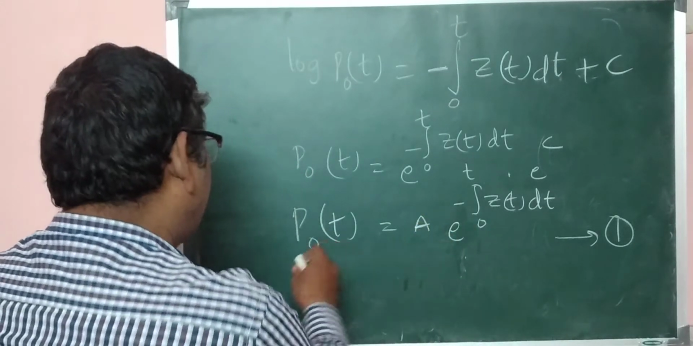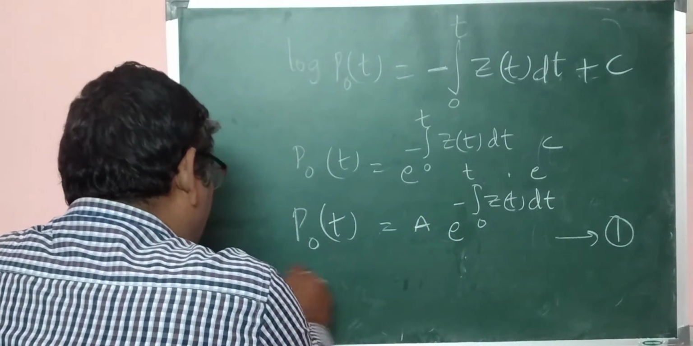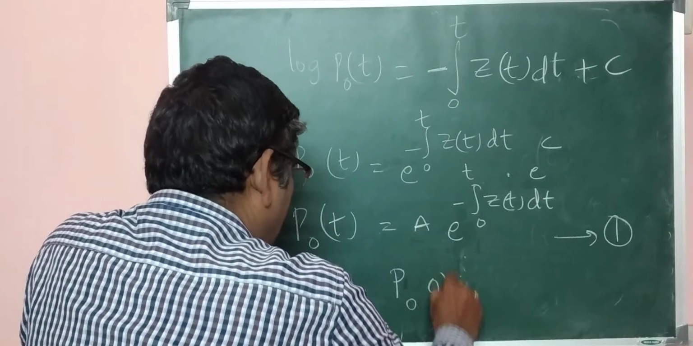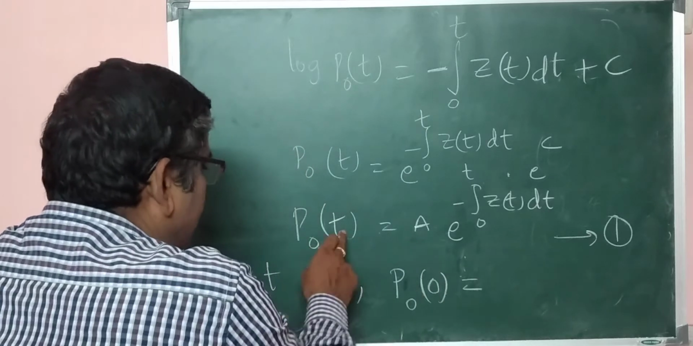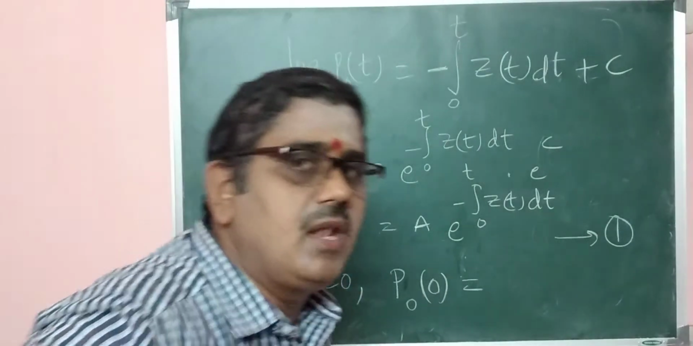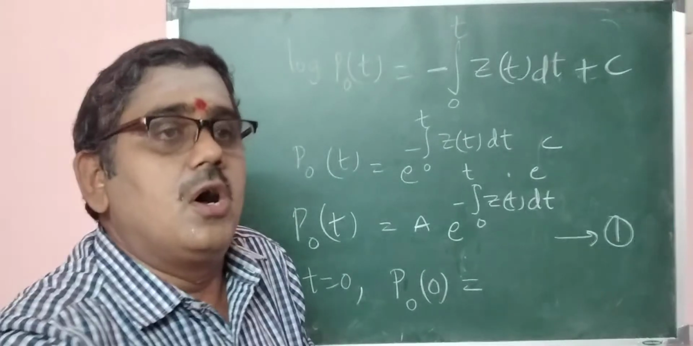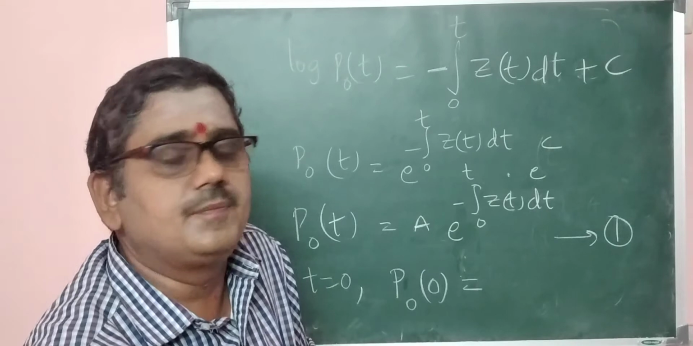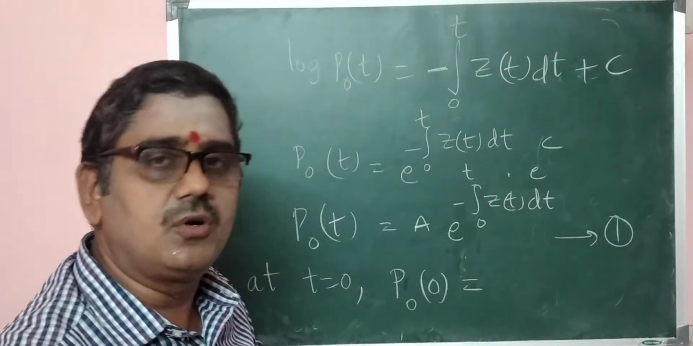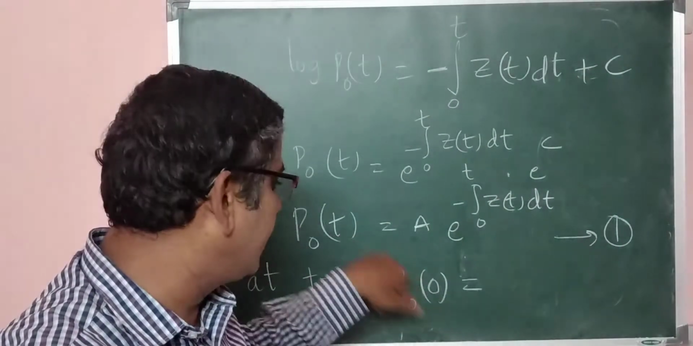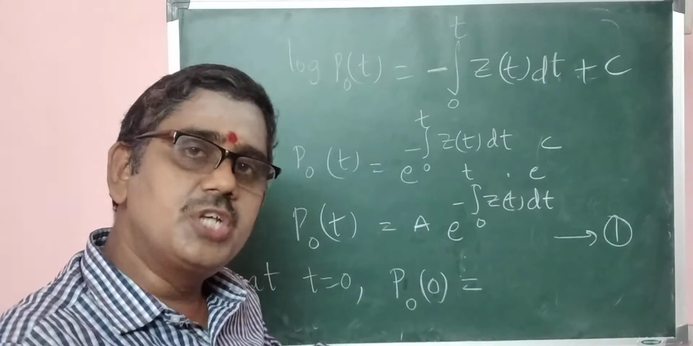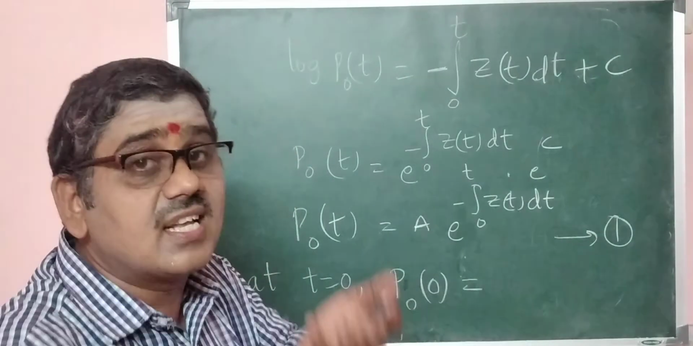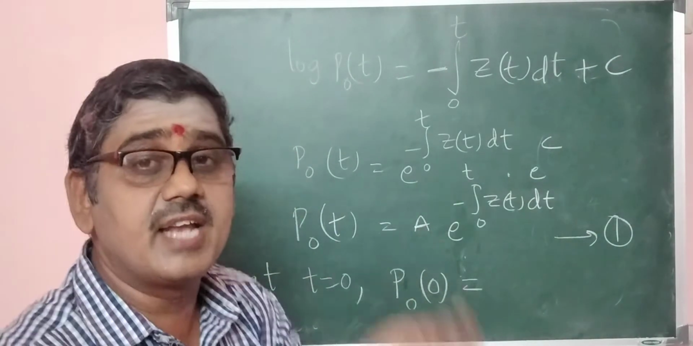So for example, at t is equal to 0, what do you have? P naught of 0. You substitute this P naught of 0. What is P naught of 0? What is the meaning? You have to get the meaning. What is the meaning of P naught of 0, at t is equal to 0? 0 means the initial time period. This 0 is state 0. That is the reason why we have specified clearly state 0 and state 1.